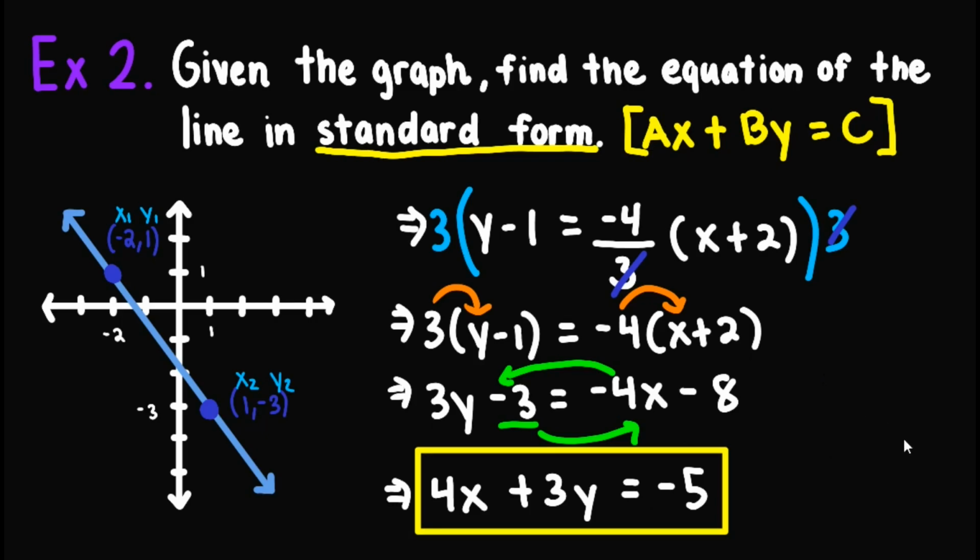So as you can see, by obtaining the 2-point form, we can easily convert this to either the slope-intercept form or the standard. So with just 2 points, we obtain the equation of the line.